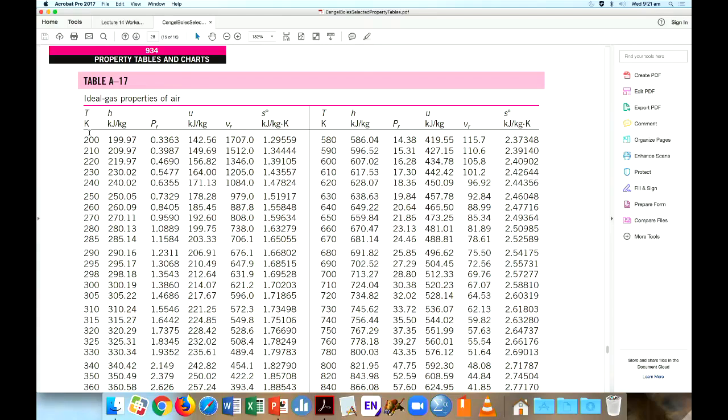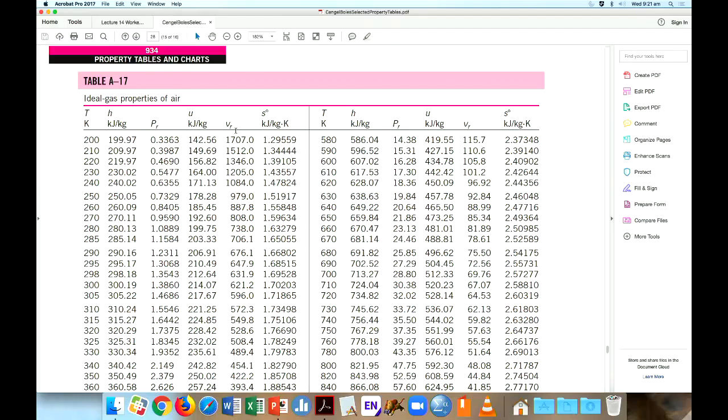So down the left-hand side you've got temperature and enthalpy, which is saying that for an ideal gas, enthalpy is determined by temperature. You've got internal energy, and you've got these two new guys, reduced pressure and reduced specific volume. They are ones that we've not yet played with.